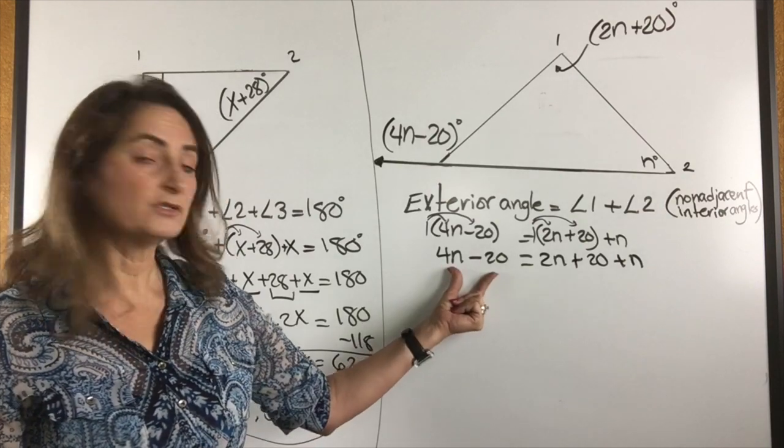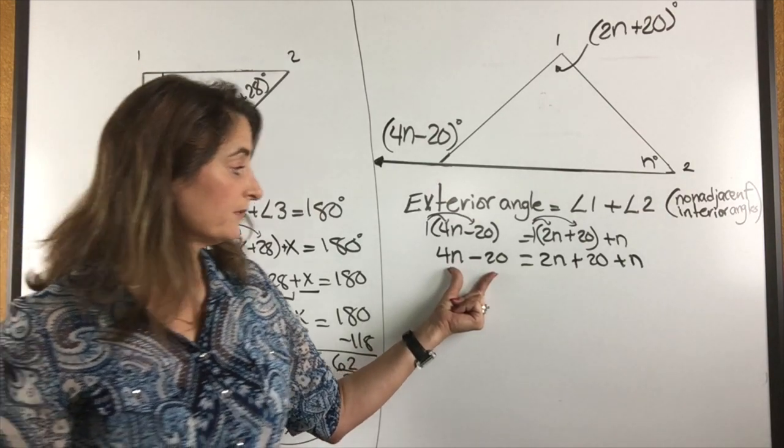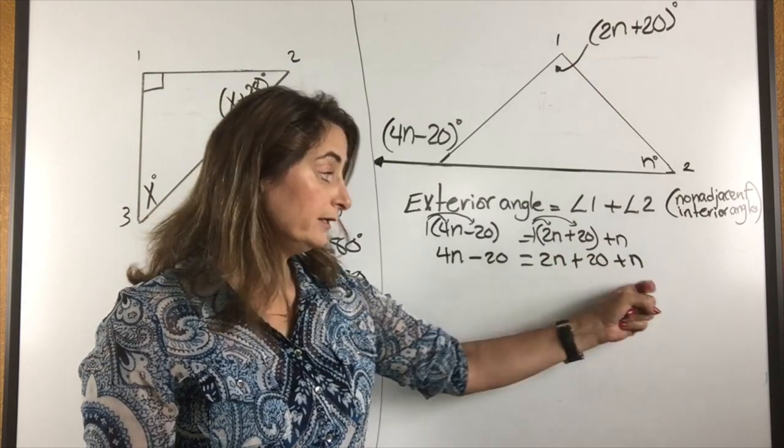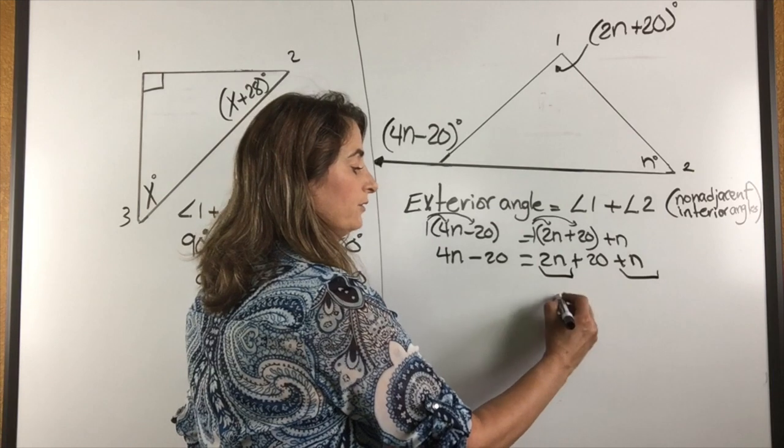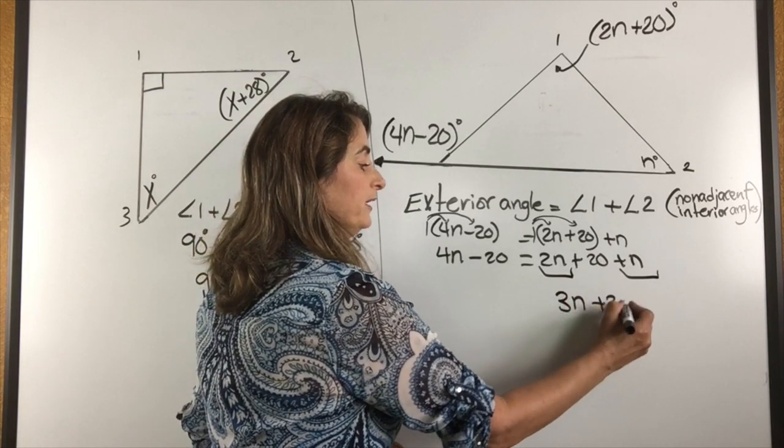Next step is to combine like terms on the same side of the equation. Can I combine those two? No, they're not like terms. Can I combine the 2n and an n? Those two are like terms. So I can combine these two. You end up with 3n. Bring everything else down.